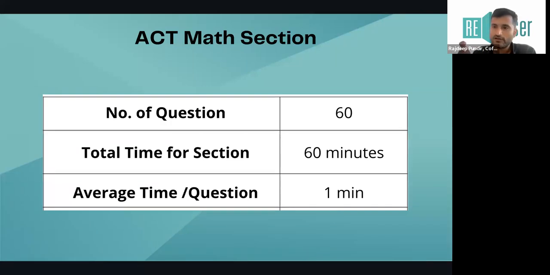The next section that you will encounter is the ACT math section, very straightforward, 60 minutes, 60 questions. You have 1 minute per question flat, which is, again, if you remember in SAT, we had 1.59 minutes per question. So again, here you have to be really quick. You have less time and more questions to solve. Thankfully, you're allowed to use a calculator in the ACT as well, just like the SAT.